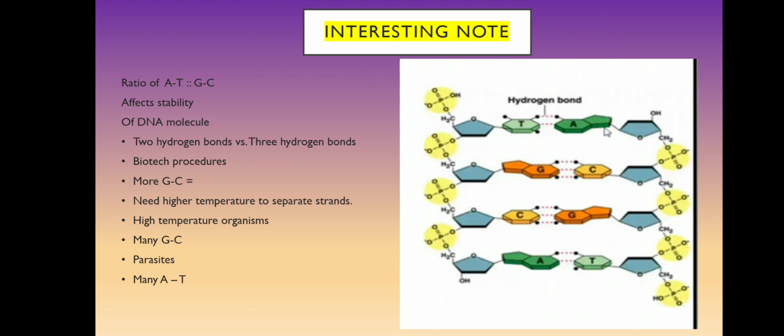There is a ratio of hydrogen bonds in the DNA molecule, 2 hydrogen bonds versus 3 hydrogen bonds. We see that thymine and adenine have 2 hydrogen bonds, while between cytosine and guanine there are 3 hydrogen bonds.